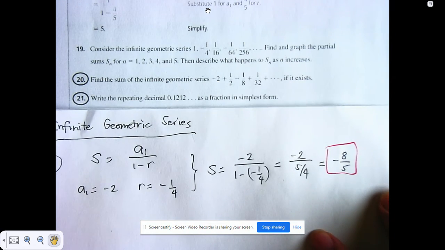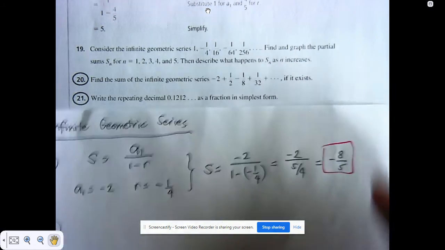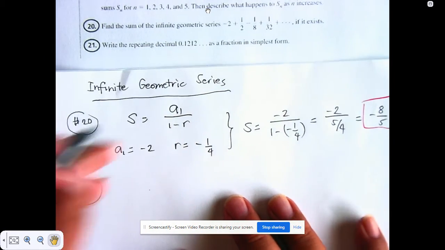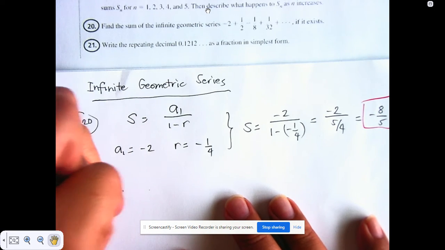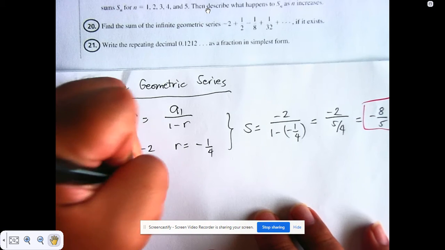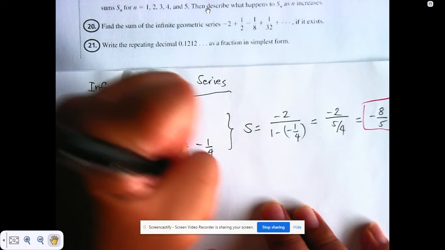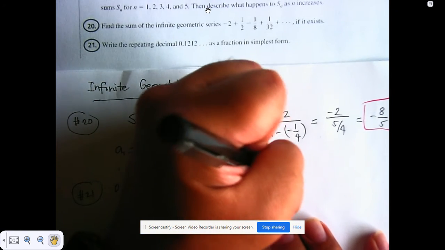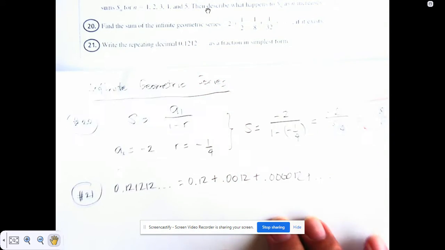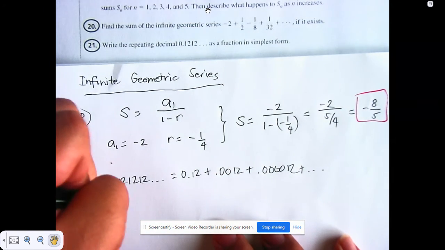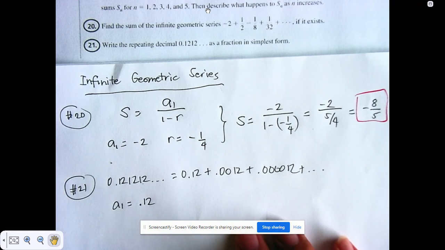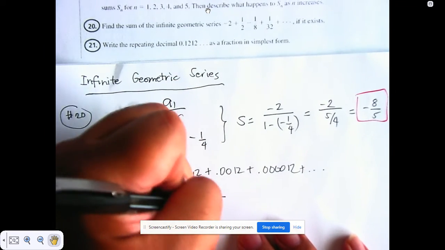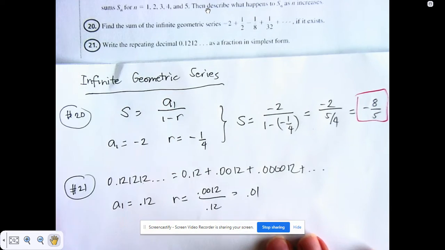And then 21. Write the repeating decimal 0.121212 and so on as a fraction. The decimal is actually equal to 0.12 plus 0.0012 plus 0.000012, and so on. Notice here my a sub 1 is 0.12, and my r is 0.0012 divided by 0.12, or simply 0.01.